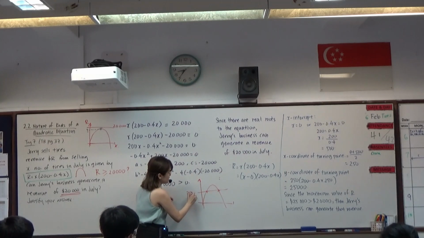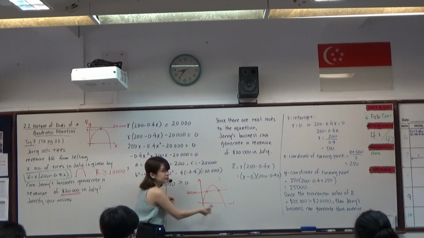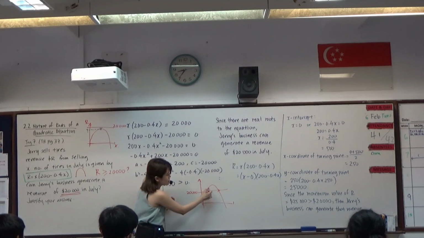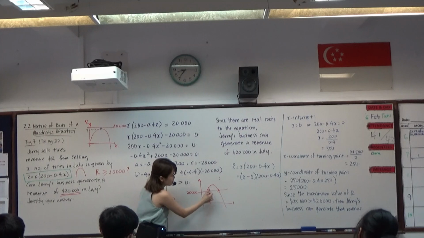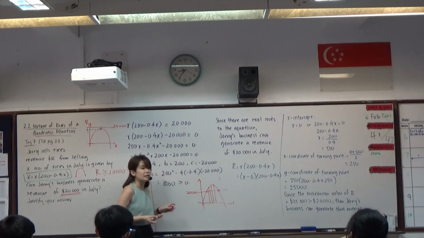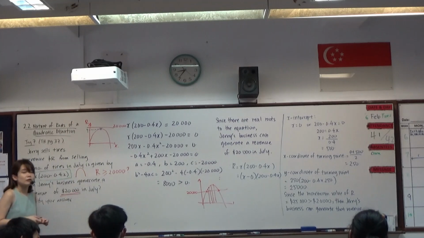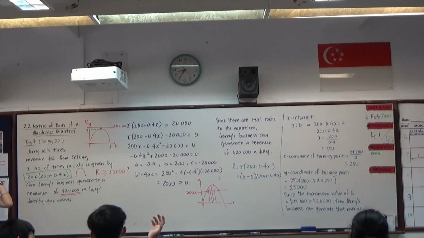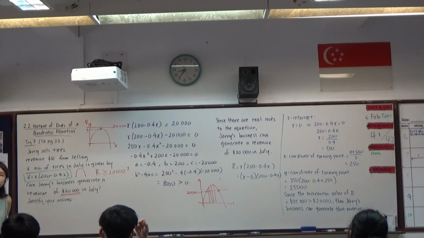So this is $20,000, and this curve represents your revenue. So there is a situation whereby you sell a certain number of tires that will generate for you a revenue that's greater than $20,000. Okay? Yes. Now, why don't you just say that x times 200 minus 0.4x is bigger than or equal to? I couldn't catch your question.